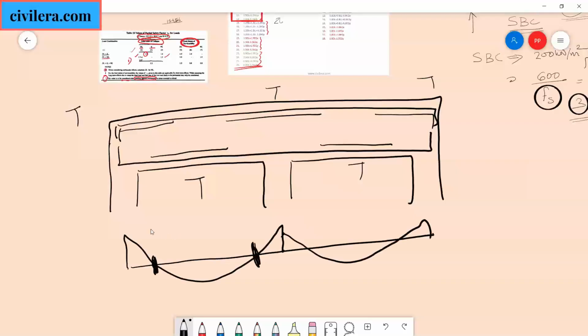Point of contraflexure. Beyond this point, you might not need much bottom reinforcement because your moment is going to the top. Your tension is changing the phase. So the tension is at the top. You need top rebar here, top rebar here, top rebar here, and bottom rebar here, bottom rebar here.